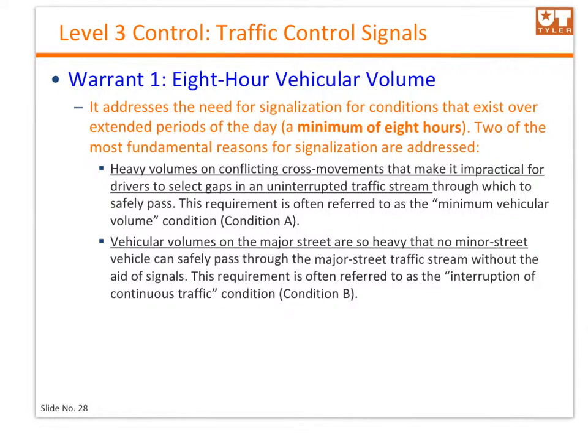The very first case, condition A, is when we have heavy volumes on conflicting cross movements that make it impractical for drivers to select gaps in an uninterrupted traffic stream through which to safely pass. This requirement is often referred to as the minimum vehicular volume condition, and it is condition A, as we are going to see in the next slide in the table. Condition B under warrant 1 has to do with the vehicular volume on the major street being so heavy that no minor street vehicle can safely pass through the major street traffic stream without the aid of signals. This requirement is typically referred to as the interruption of continuous traffic.